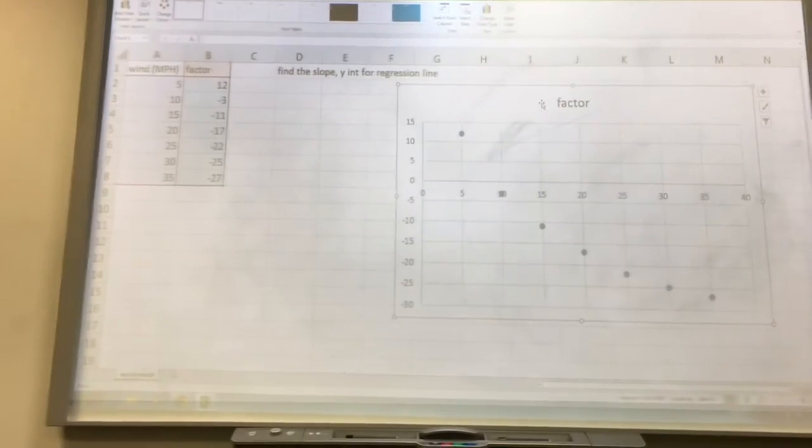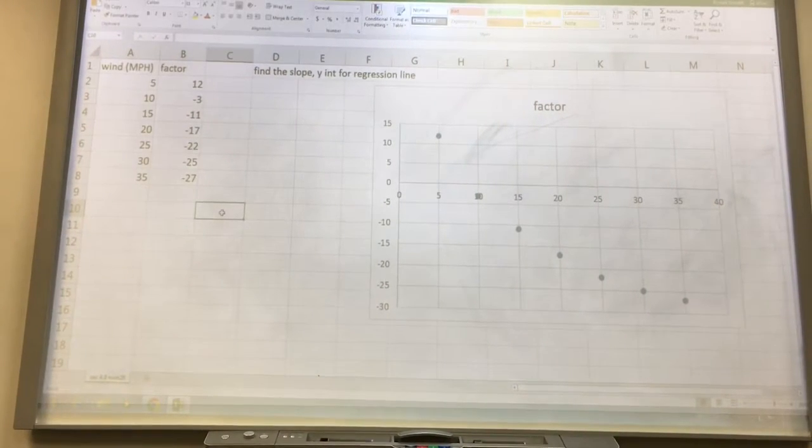Okay, so find the R value. We should do that by hand, right?